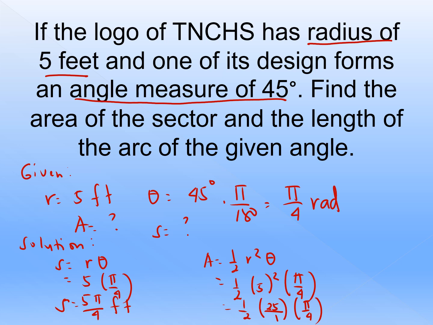And let's multiply the numerators and then the denominators. 1 times 25 times pi, we have 25 pi. And 2 times 1 times 4 is 8. 25 and 8 is the simplest form. So therefore, our final answer is 25 pi over 8 feet squared. So the area of the given sector is 25 pi over 8 feet squared.